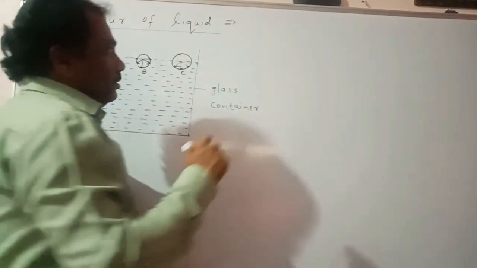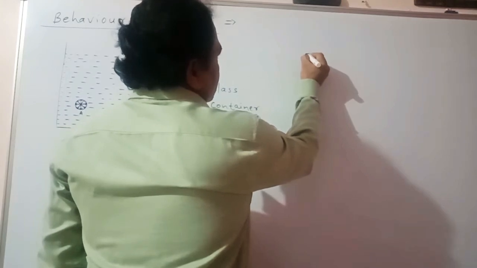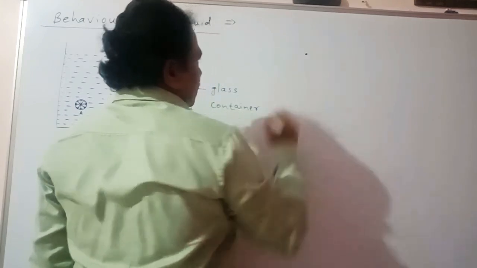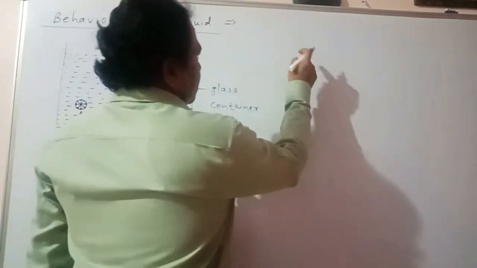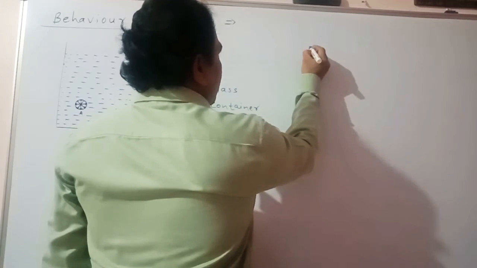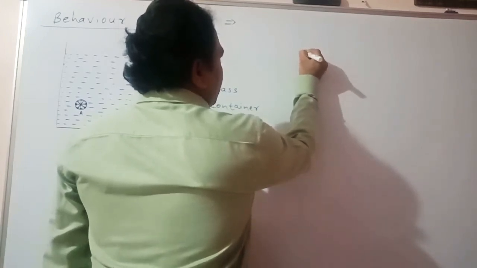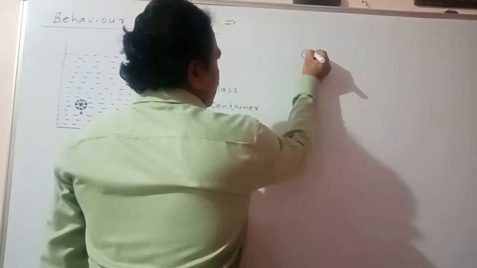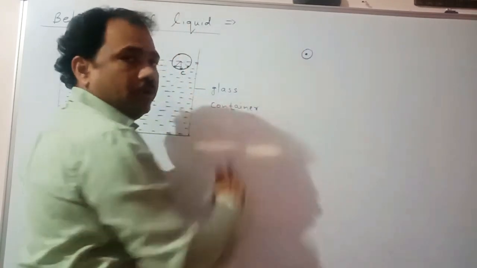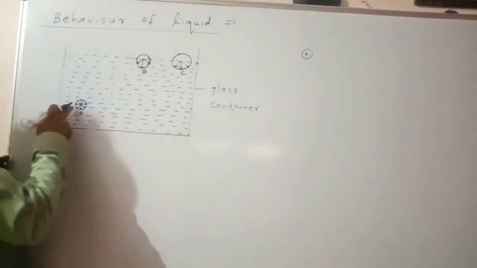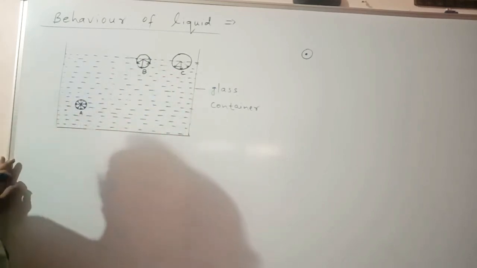I told you, if we want to represent a molecule, some students put a dot, but this is totally wrong. If you have to represent a water molecule or any molecule, then you put a dot and draw a circle or a sphere around that dot. So this is the complete symbol for a molecule. Such symbols we are using here for the A, B and C water molecules.